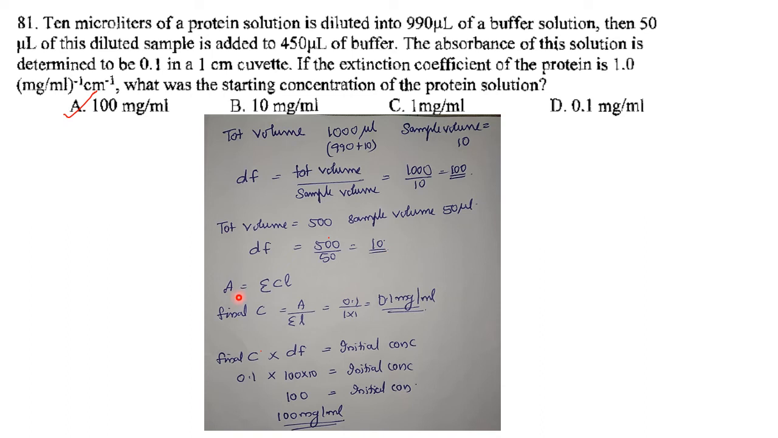Then Beer-Lambert's law, A is equal to epsilon Cl, and final concentration, that is this particular C, is equal to A by epsilon l. So 0.1 divided by 1 into 1, that is 0.1 mg per ml. Now final concentration into dilution factor is equal to initial concentration. So 0.1 into 100 into 10 is equal to initial concentration. Our initial concentration is 100 mg per ml. So the answer here is option A.